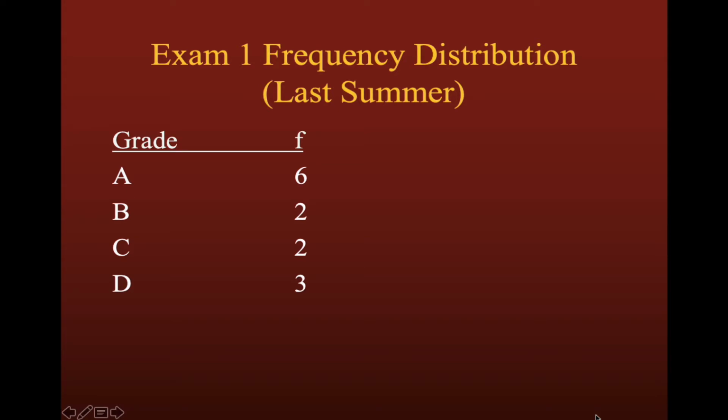Here's an example of a frequency distribution based upon students' grades in this class for exam number 1 last semester or last summer. As you can see, the possible outcomes are A, B, C, and D. There's no F's. And so in the data set, we had 6 A's, 2 B's, 2 C's, and 3 D's. All you're trying to indicate here is how frequently those particular outcomes occurred in the data set.